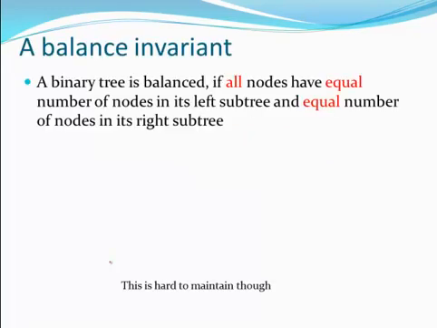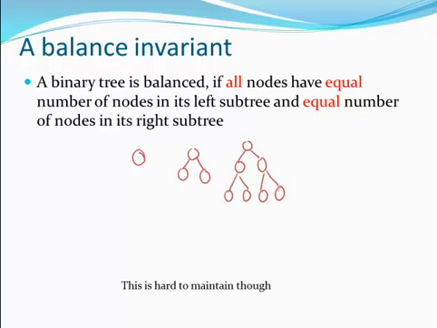We can give a very strong balance invariant that says a binary tree is balanced if all nodes have an equal number of nodes in their left subtree and in their right subtree. Essentially we are talking about a tree like this. That would be a balanced tree of one node. You cannot have a balanced tree of two nodes, since this would be the structure of that, or a different structure. But you can have a balanced tree of three nodes, or a balanced tree of 7 nodes based on this definition.